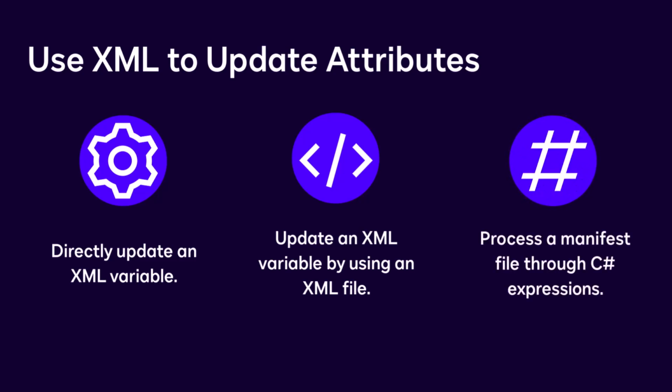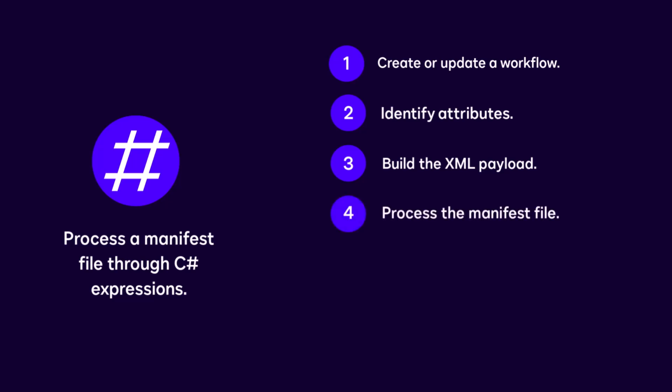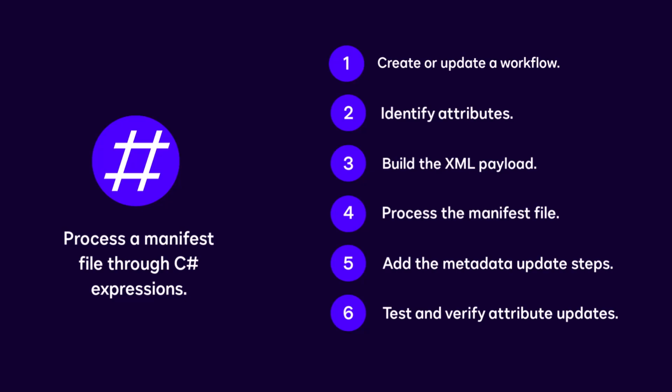For bulk metadata updates with a lot of dynamic data, you can process a manifest file through C# expressions to generate the XML variable. Let's walk through an example of how to use a CSV manifest file template to update metadata in bulk. Simplify bulk metadata updates by creating or updating a workflow, identifying the required attributes, building the XML payload, processing the manifest file, adding the metadata update steps, and testing the workflow to verify the attribute updates.